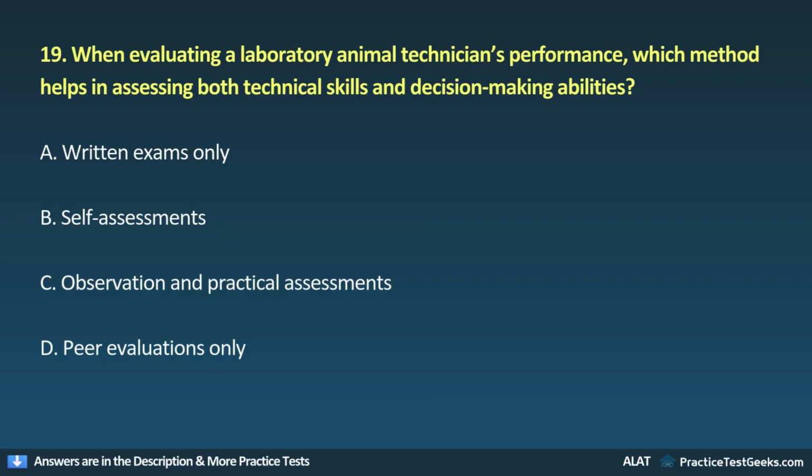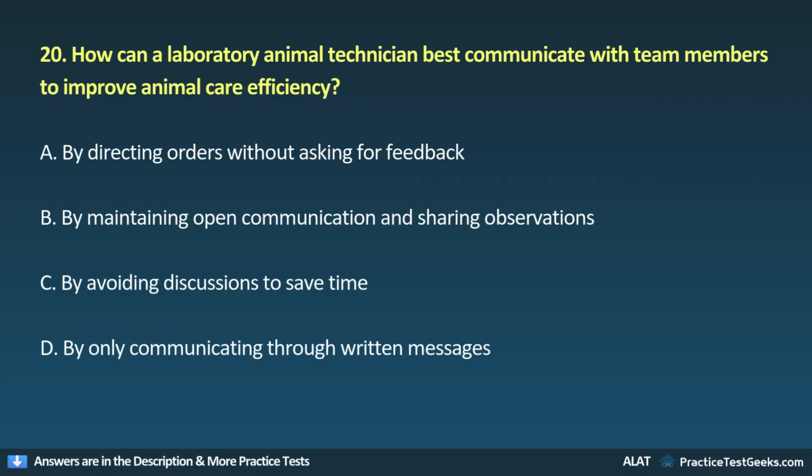19. When evaluating a laboratory animal technician's performance, which method helps in assessing both technical skills and decision-making abilities? A. Written exams only. B. Self-assessments. C. Observation and practical assessments. D. Peer evaluations only.